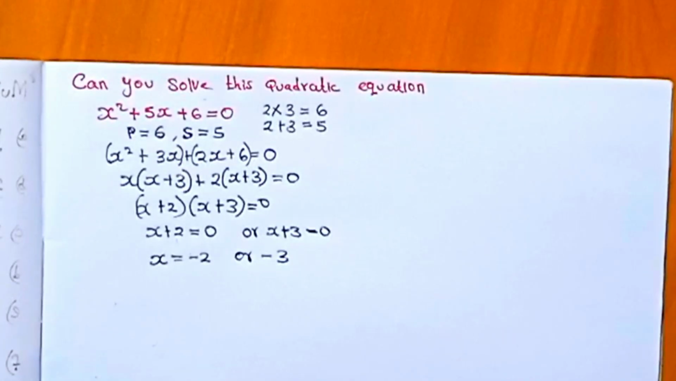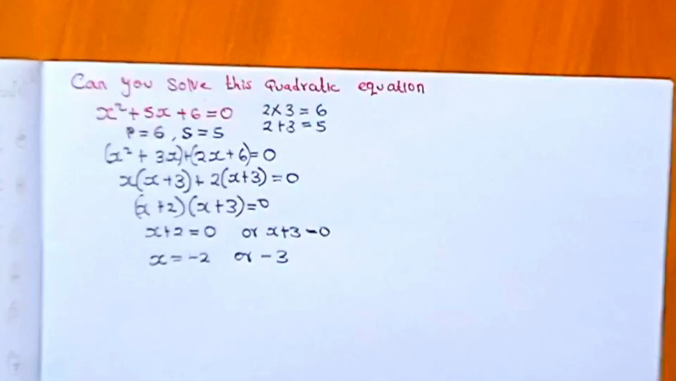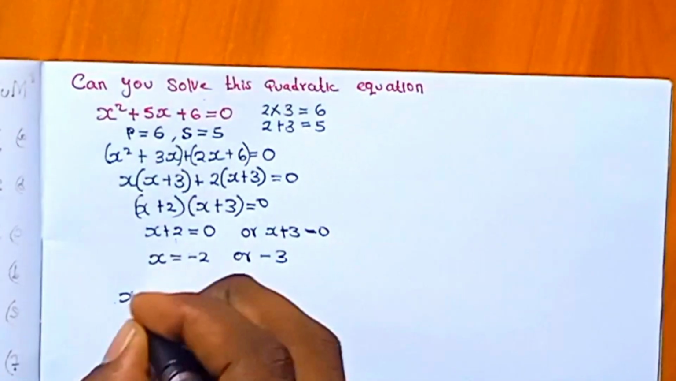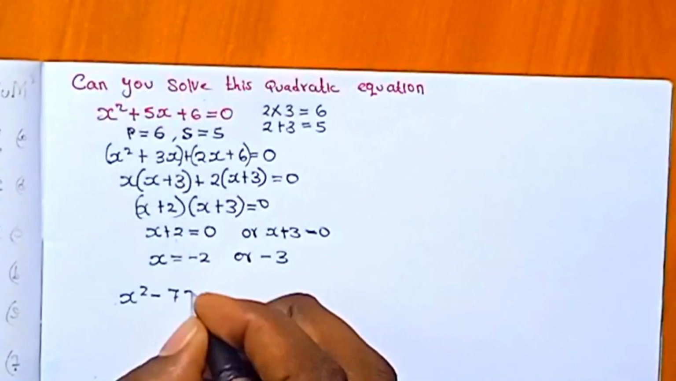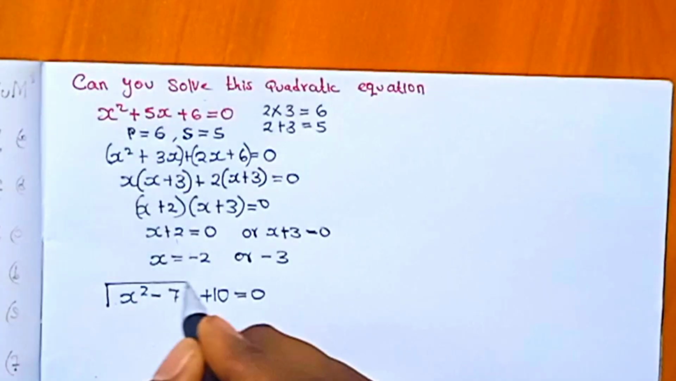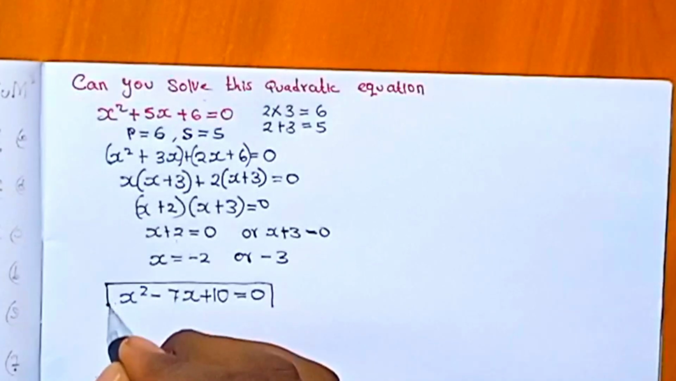So can you solve this other question here? Now try this one and let me know in the comments what you have. So you can solve this: x squared minus 7x plus 10 is equal to 0. So let me know what you find in this answer.